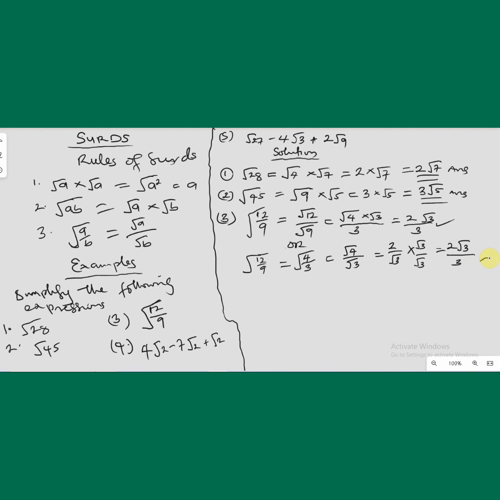So you can see I've actually arrived at the same answer with this. So this and this are the same. So you either do it this way or this way. Both are correct. So I'll be looking at the fourth question.